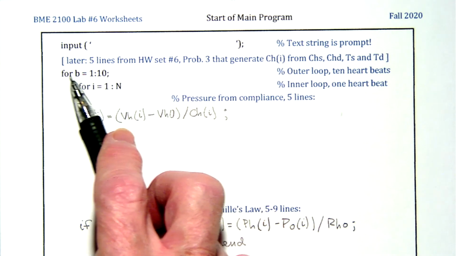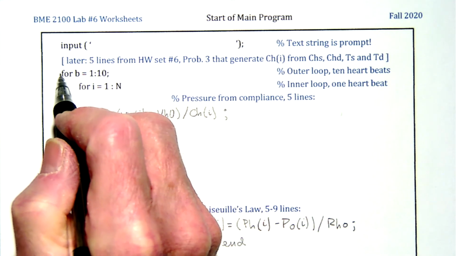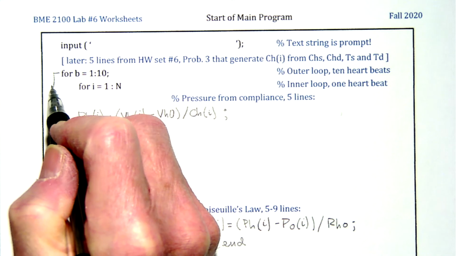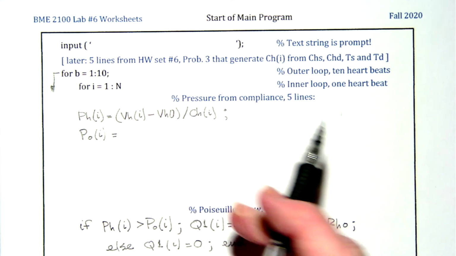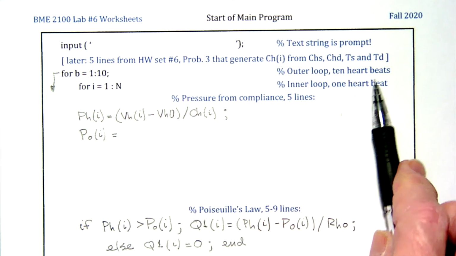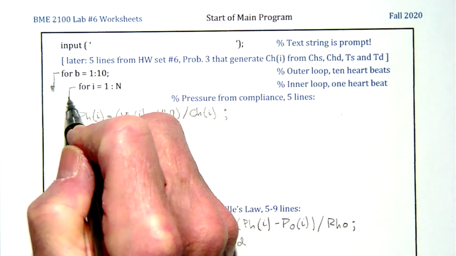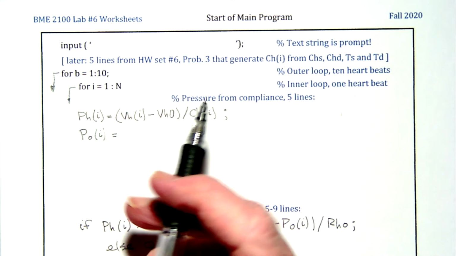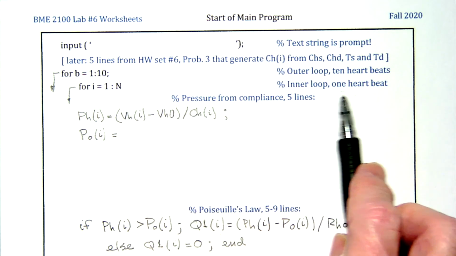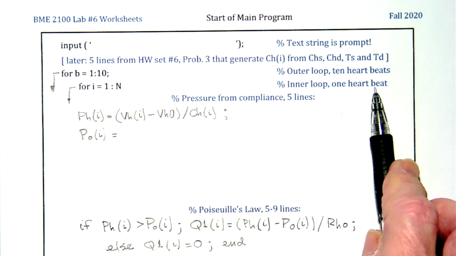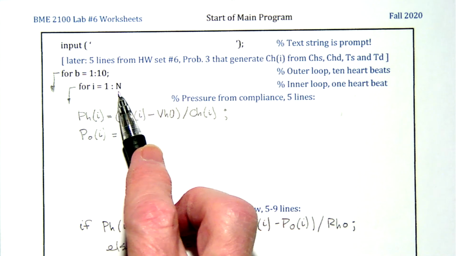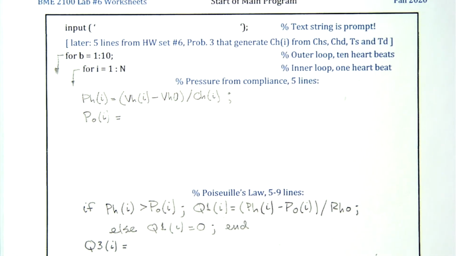Next comes the outer for loop, or the B for loop, where B increments up to 10 for 10 repetitive heartbeats. Inside of that outer for loop is the inner for loop, which increments over 800 milliseconds for 1 cardiac cycle, or 1 heartbeat. So I goes from 1 to 800 for 800 time steps.